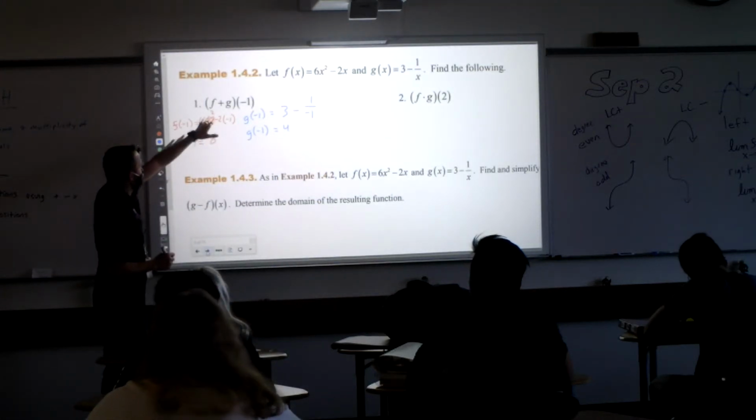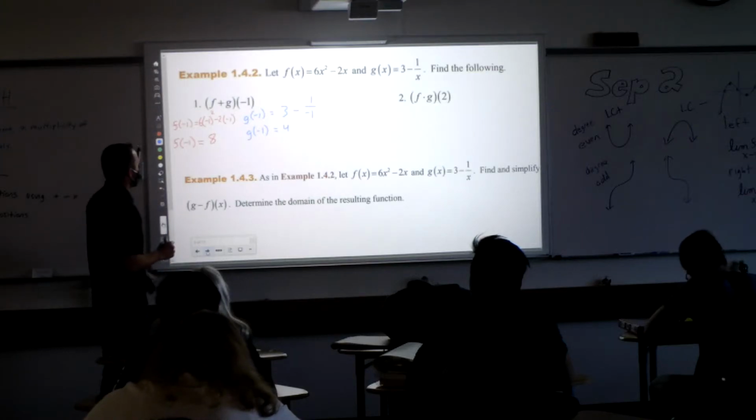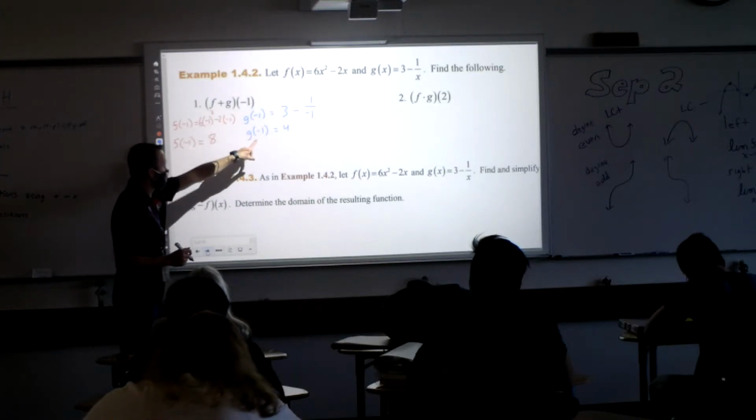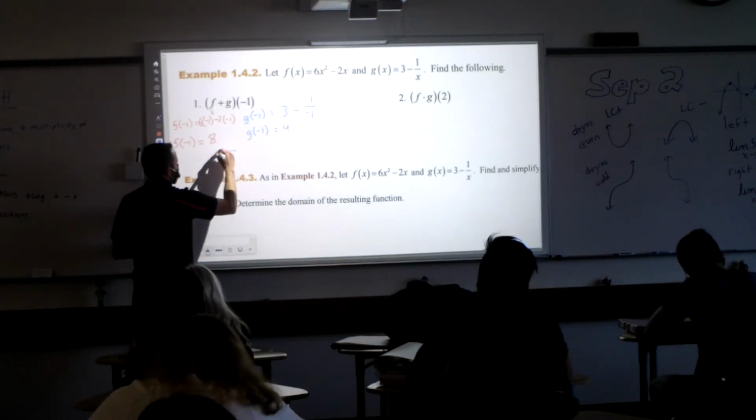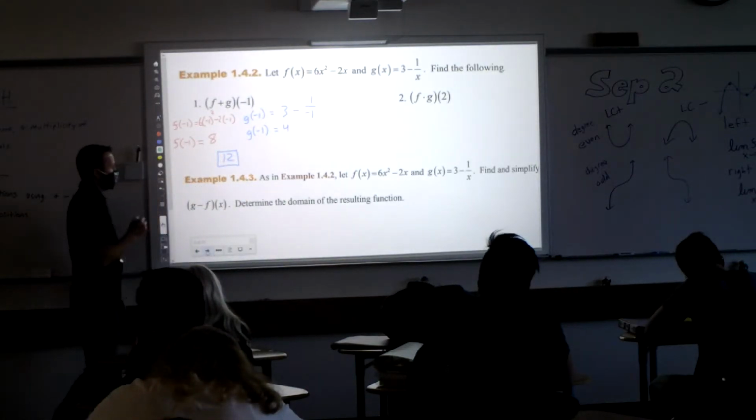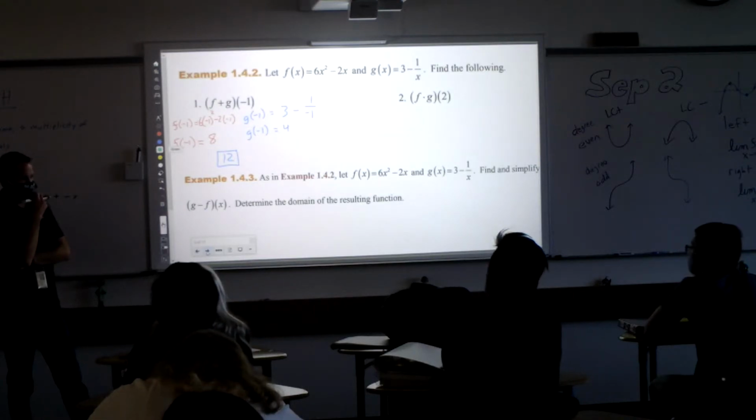So now it wants me to do f plus g of negative 1. That just means f of negative 1 plus g of negative 1. What is 8 plus 4? There you go. That's how you do something like that.